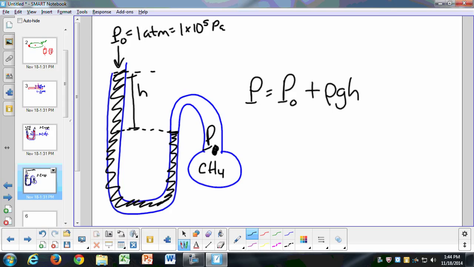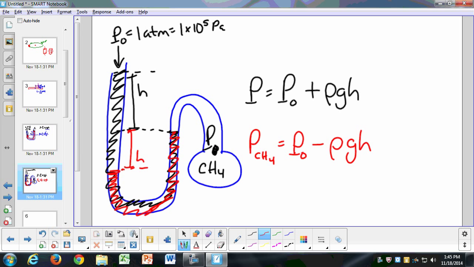Does it matter where the liquid levels off at? It does matter, yeah. So if I had a different scenario, say for example, my liquid was like this, and this distance was H, the pressure of my CH4, which is in that bulb, my methane gas, would be less than 1 atmosphere. It would be P naught minus rho GH. You follow me on that? Oh, I see. Yeah, I was just looking at it upside down.